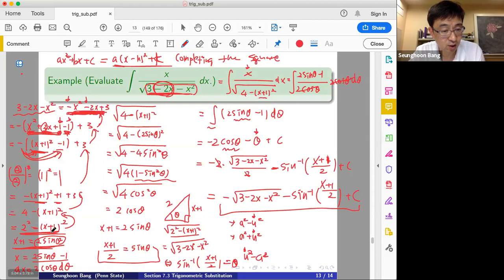We can change it. So this one is what kind of rule? The a squared minus u squared, where u is x plus 1. Exactly here, we can use 2 squared minus (x plus 1) squared. So we have this kind of form. What is x plus 1? x plus 1 is always a times sine theta, from the previous example.